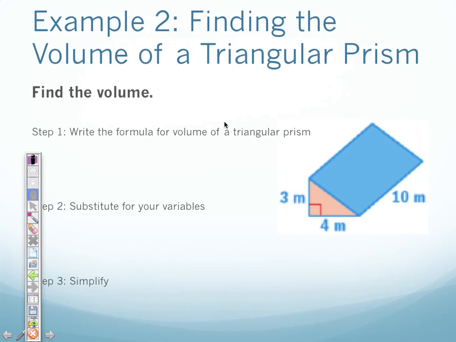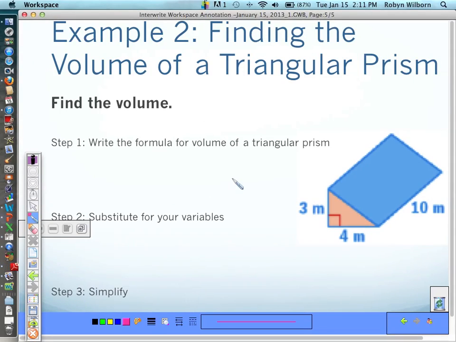Example 2 in your notes is talking about the triangular prism. Let's go ahead and look at that. It gives us a triangular prism, and again, it wants us to find the volume. So we're going to go back to our notes and look for that formula. The first step is to always write the formula. Remember, we're going to use the formula where we have 1/2 times the length times the width times the height. So this is how the formula looks.